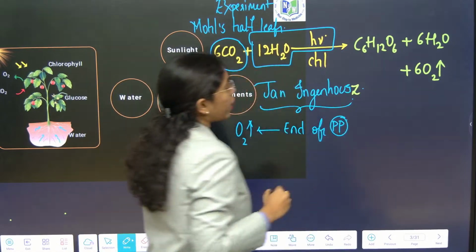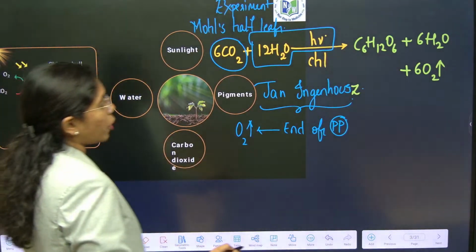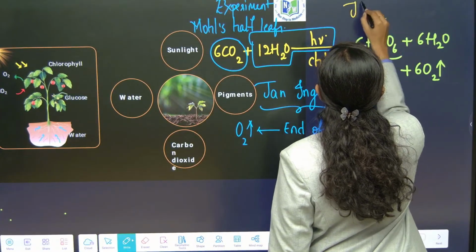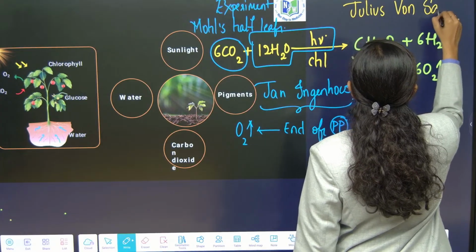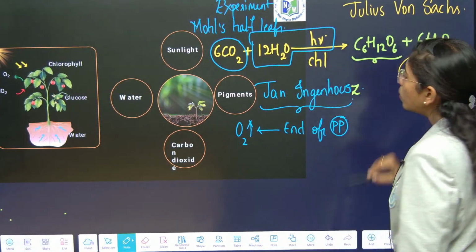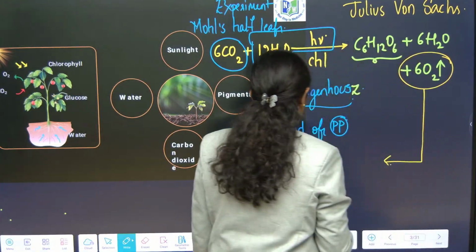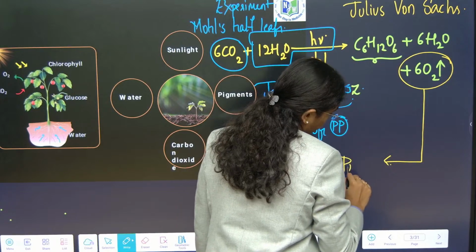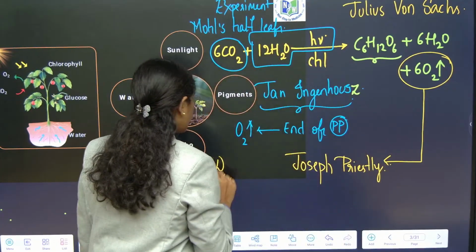He is the scientist who said oxygen is liberated at the end of photosynthesis. Glucose is the product of photosynthesis is said by Julius von Sachs. Now, when it comes to oxygen, who discovered oxygen? Oxygen is discovered by Joseph Priestley.